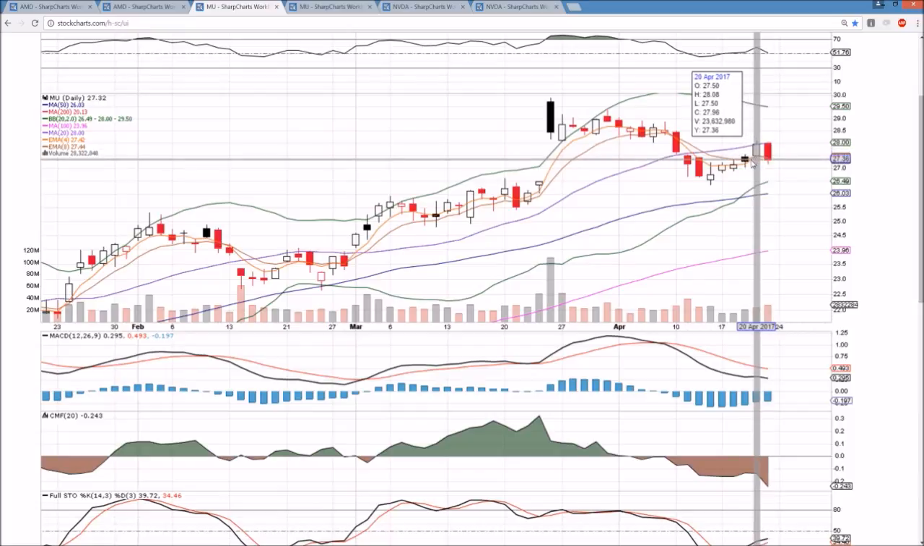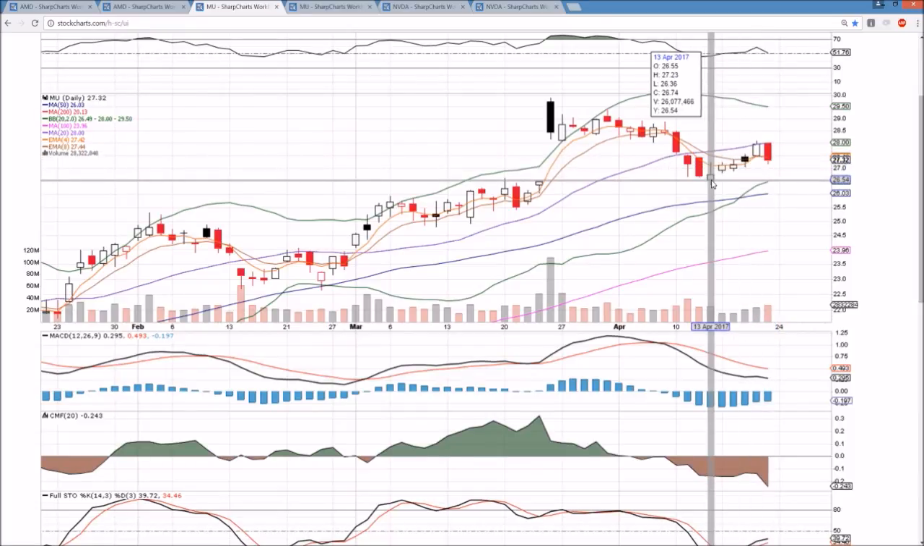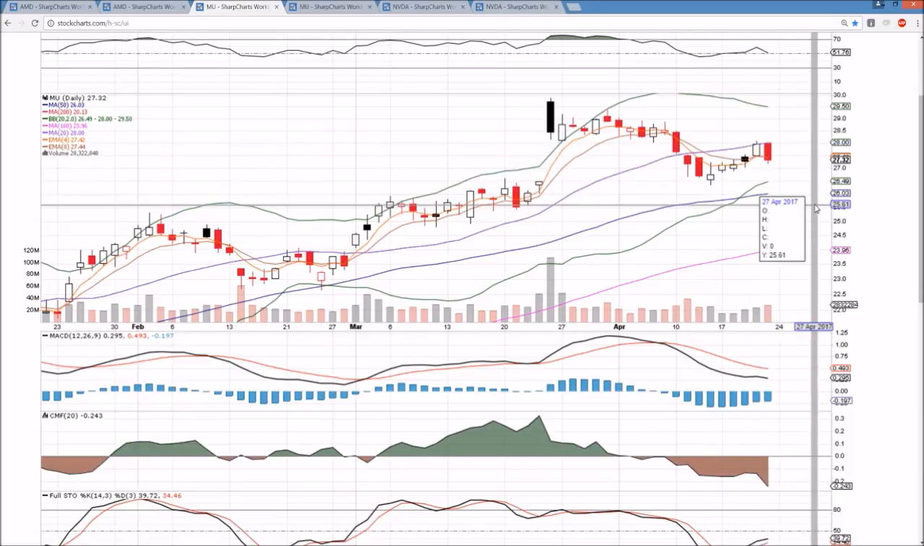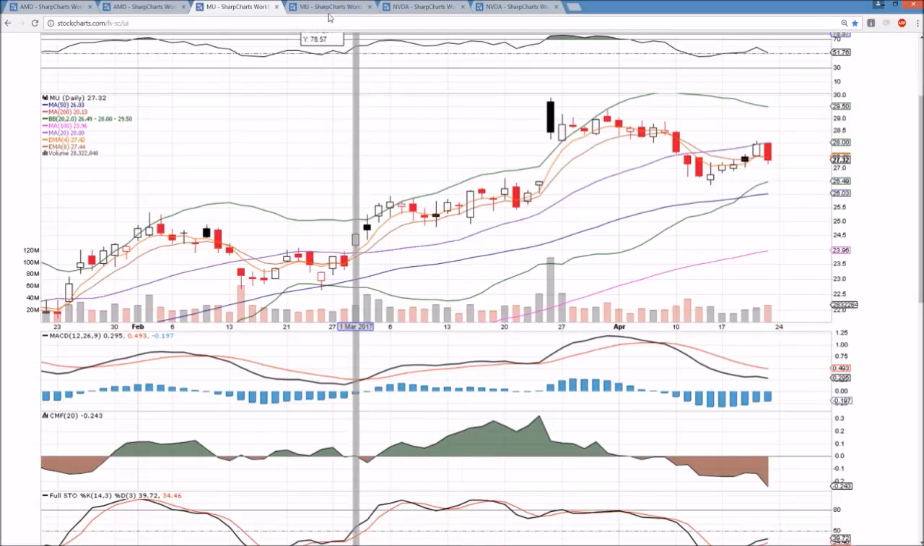So support is 27.16, and then I'm looking down at 27.05 and our recent low of 26.36. And that middle Bollinger Band is resistance. That's the level that the bulls have to close over to see short-term strength.